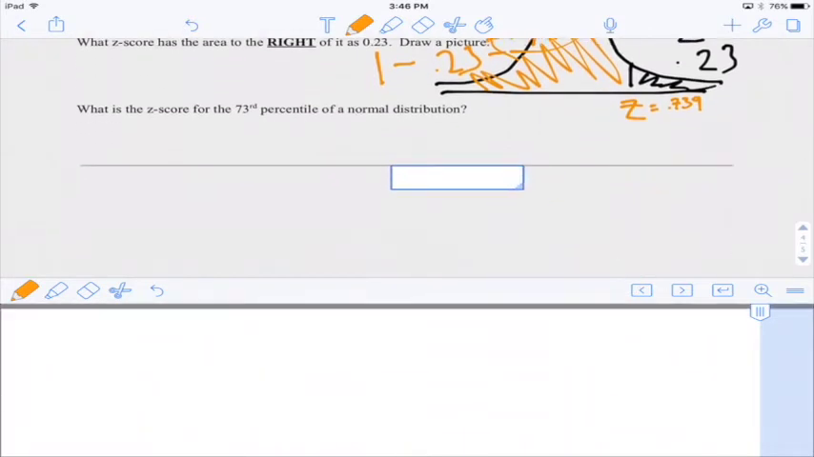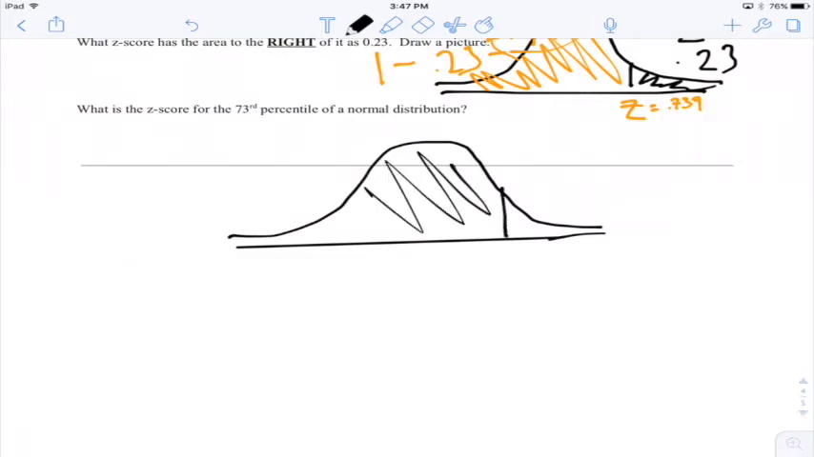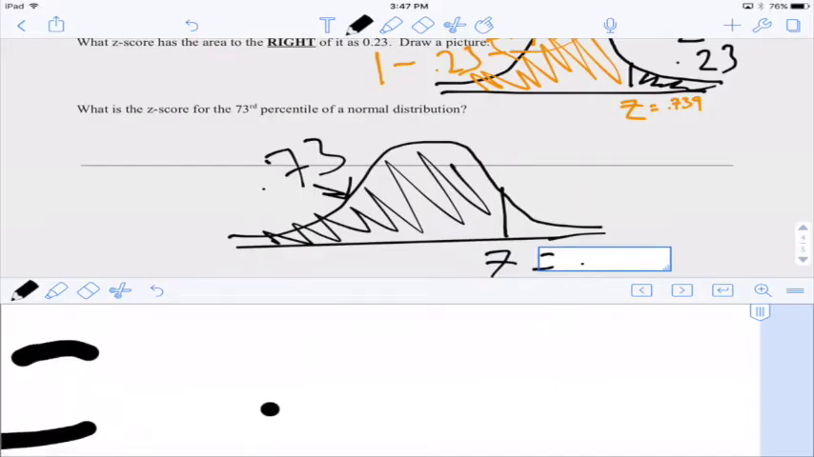So I'll draw another picture. So 73% is less than the z-score, so over here-ish. This is 73%, 0.73. Okay, remember percentiles are the area below, so to the left. So we want to know this z-score. So 0.613.